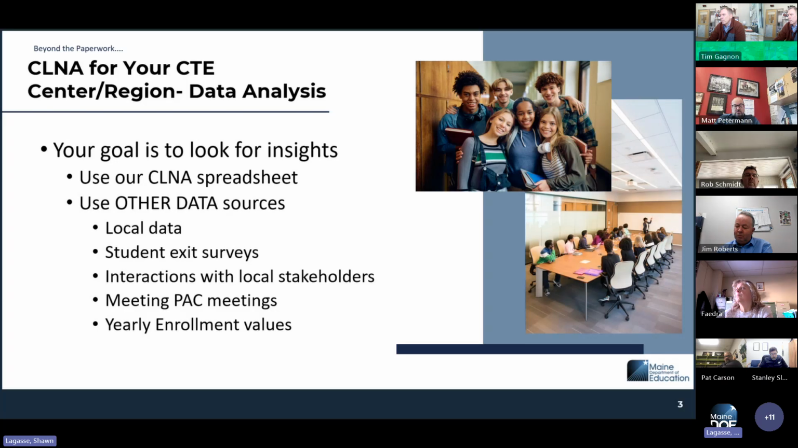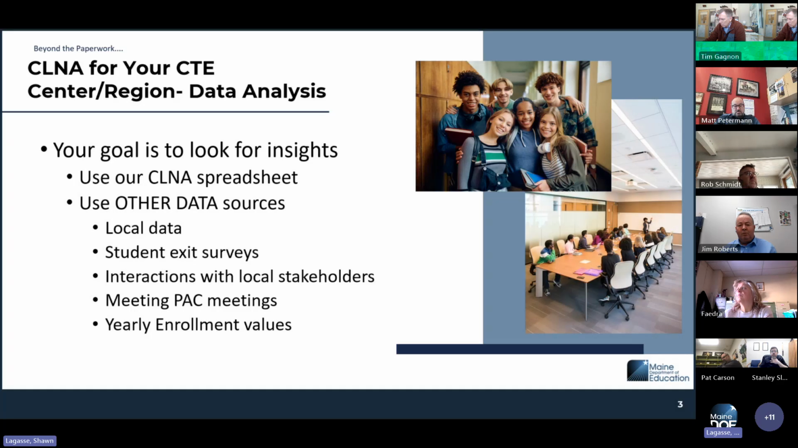Another great area is your student exit surveys that you do, and I believe you have data you submit to Melmac that you could also use for insights to do this. So we encourage you to use multiple sources. Even your PAC committee meetings may have insights into what they're asking and saying what programs should be.